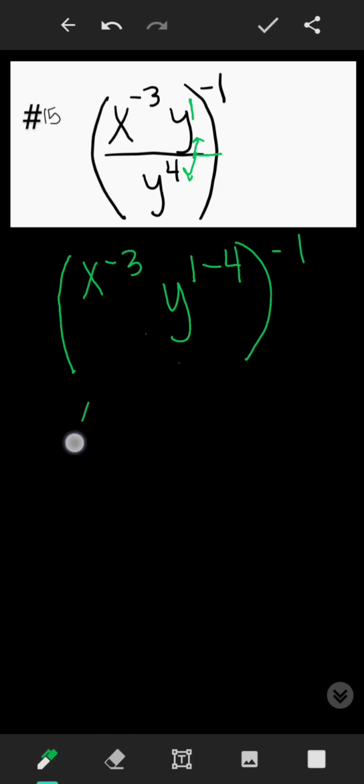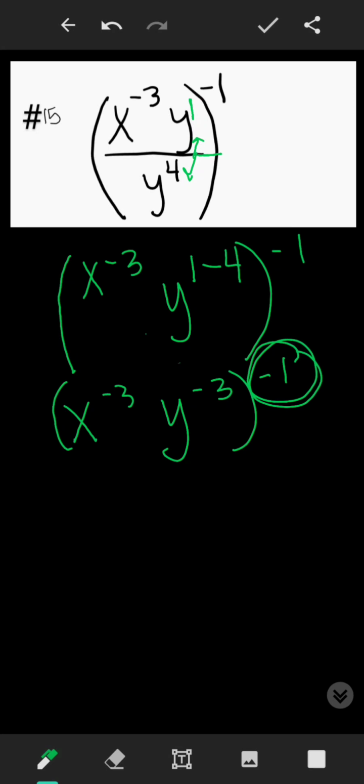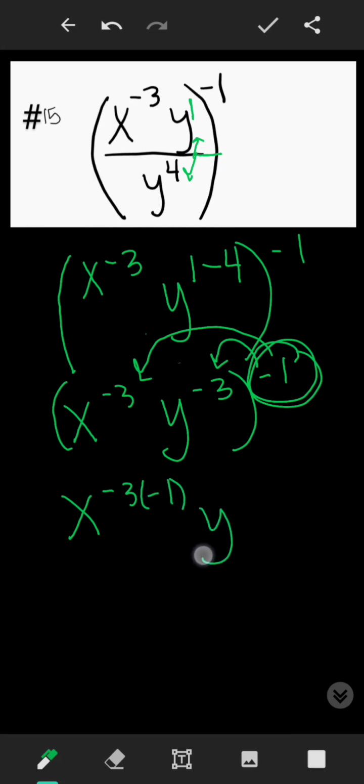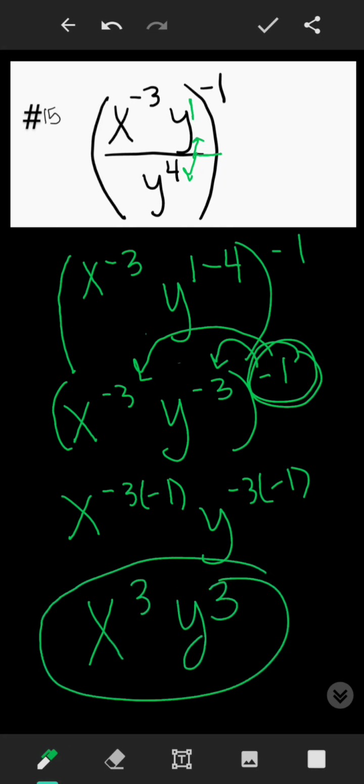I'm going to simplify again. Y to the 1 minus 4 will be y to the negative 3 to the negative 1 power. So here I have this exponent on the outside. What I'm going to do is just like when there's something on the outside of the parentheses, everything gets multiplied on the inside, and it's only exponent times exponent. So now I have negative 3 times negative 1, y to the negative 3 times negative 1. This is going to make my exponents become positive, and that will be your final answer.